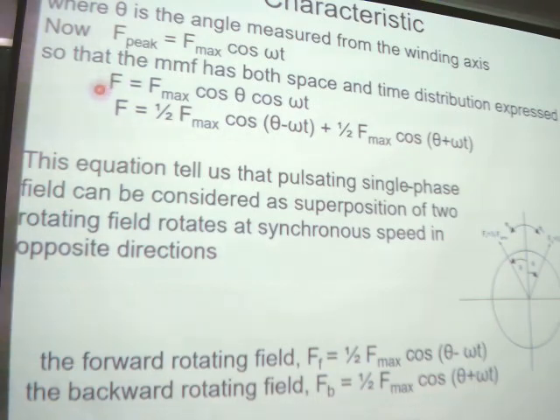And the flux can be written in another form. So it's two rotational fluxes, and the direction is different. So this is the theory of the single-phase induction machine.